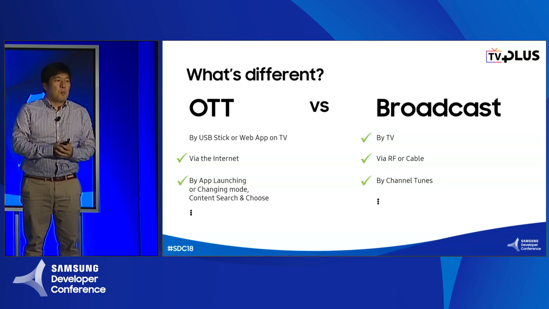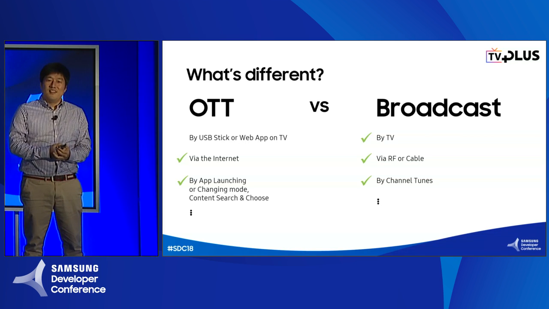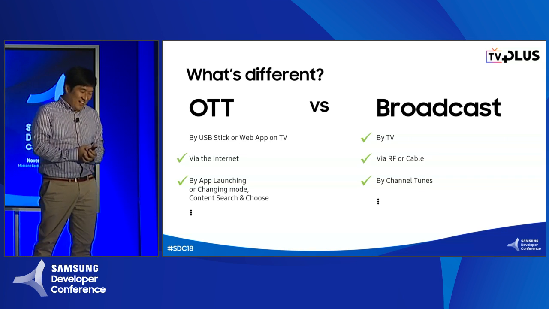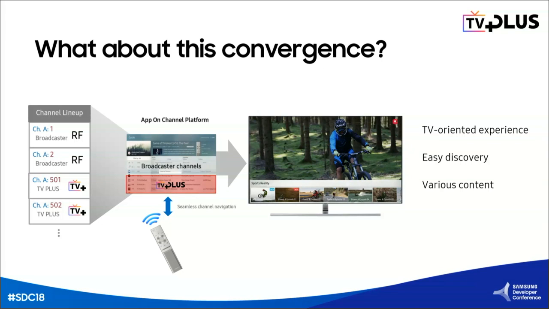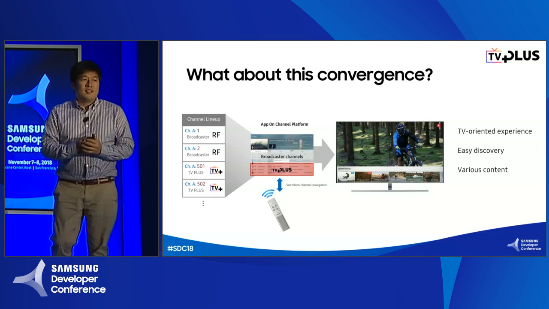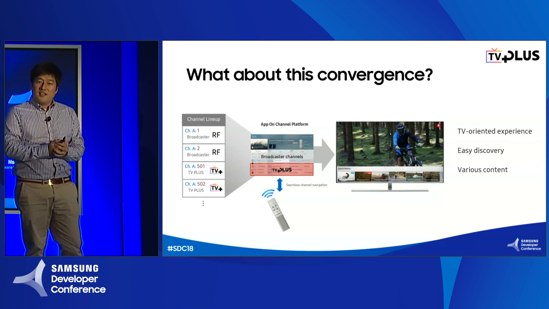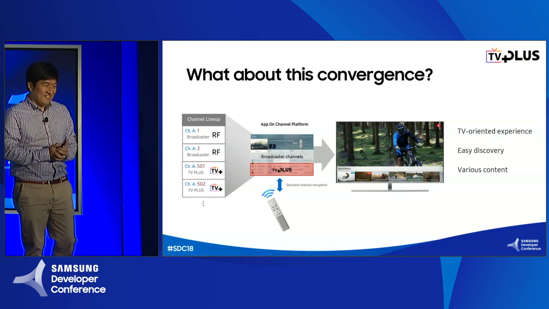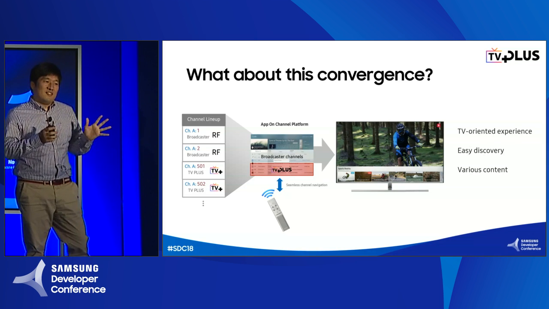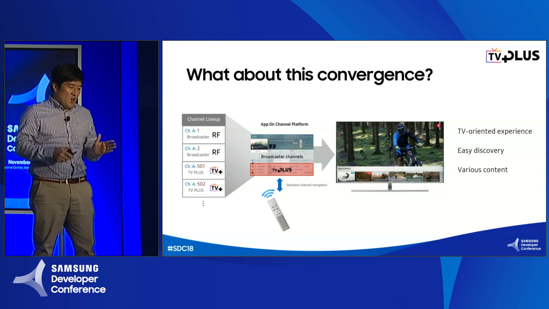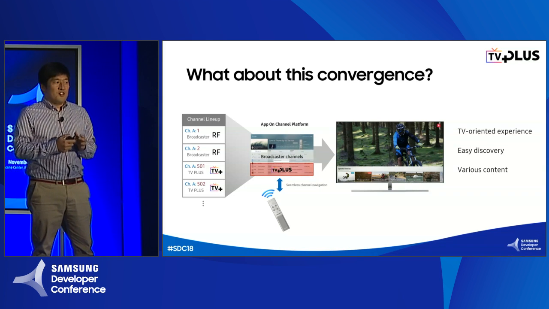So how to make it? We tried to come up with a proper solution, taking advantages from both sides. What about this convergence? Every streaming IP channel on the same channel lineup with the traditional broadcasting channels. Can you imagine this? So now TVplus is a streaming service on channel alongside traditional broadcasting channels.